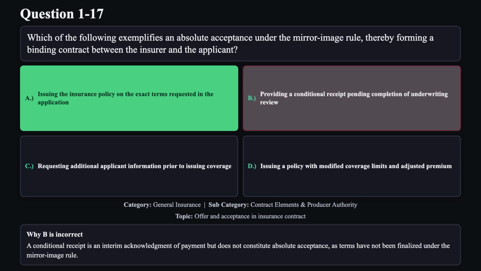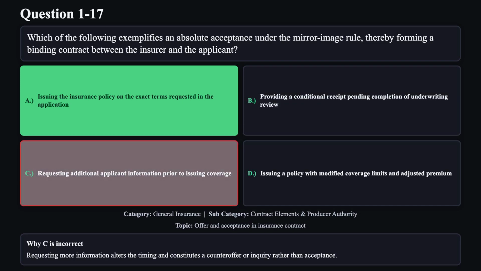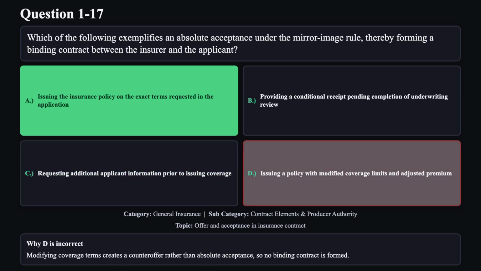Reason B is not correct. A conditional receipt is an interim acknowledgement of payment, but does not constitute absolute acceptance as terms have not been finalized under the mirror image rule. Reason C is not correct. Requesting more information alters the timing and constitutes a counteroffer or inquiry rather than acceptance. Reason D is not correct. Modifying coverage terms creates a counteroffer rather than absolute acceptance, so no binding contract is formed.